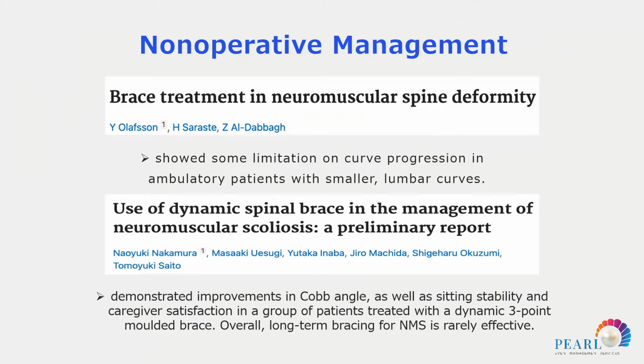Brace treatment in neuromuscular spine deformity. There is a good paper by Olafsson and Al-Dabbagh showing limitation of the curve progression in ambulatory patients with smaller lumbar curves, and also the use of a dynamic spinal brace in the management of neuromuscular scoliosis demonstrated improvement in Cobb angle as well as sitting stability and caregiver satisfaction in the group of patients treated with dynamic three-point molded braces. Overall, long-term bracing for neuromuscular scoliosis is rarely effective.